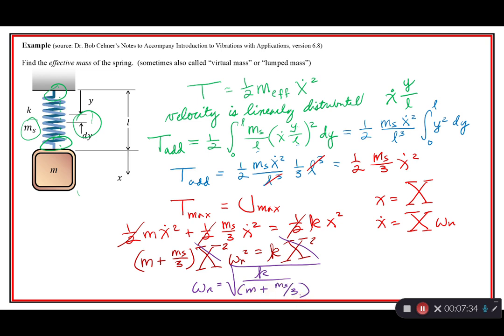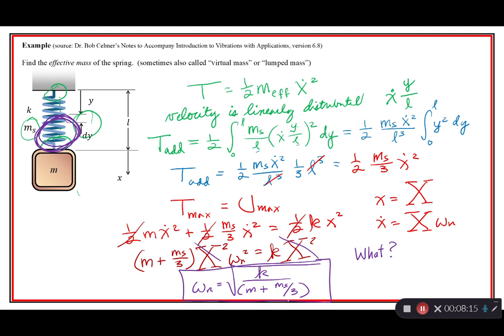What does it mean? All right, so here's the answer. So what? The big idea here is that only 1/3 of the spring really affects the natural frequency result. It's like the effective mass of the spring is 1/3 of the spring, and not the whole spring is included in the calculation.